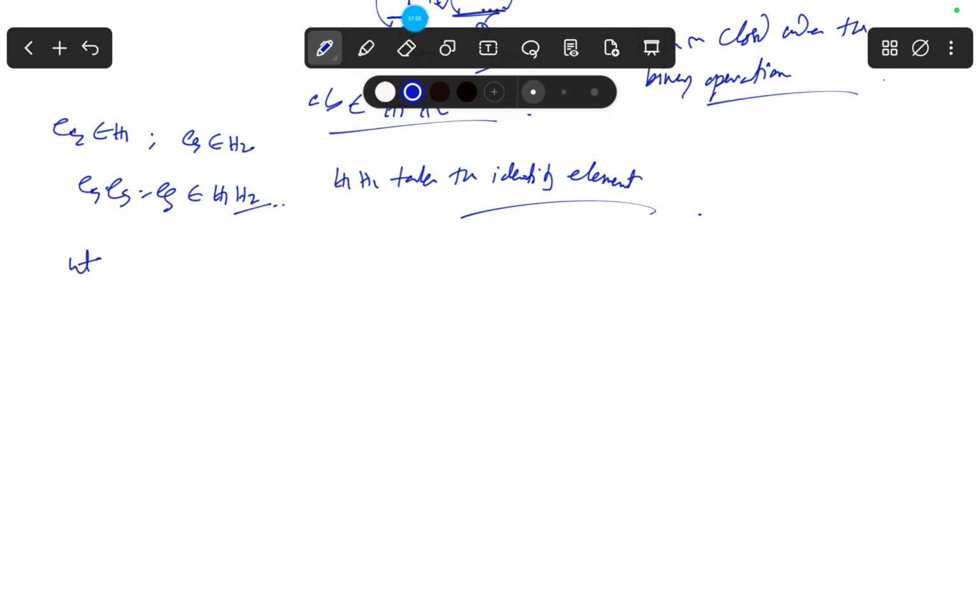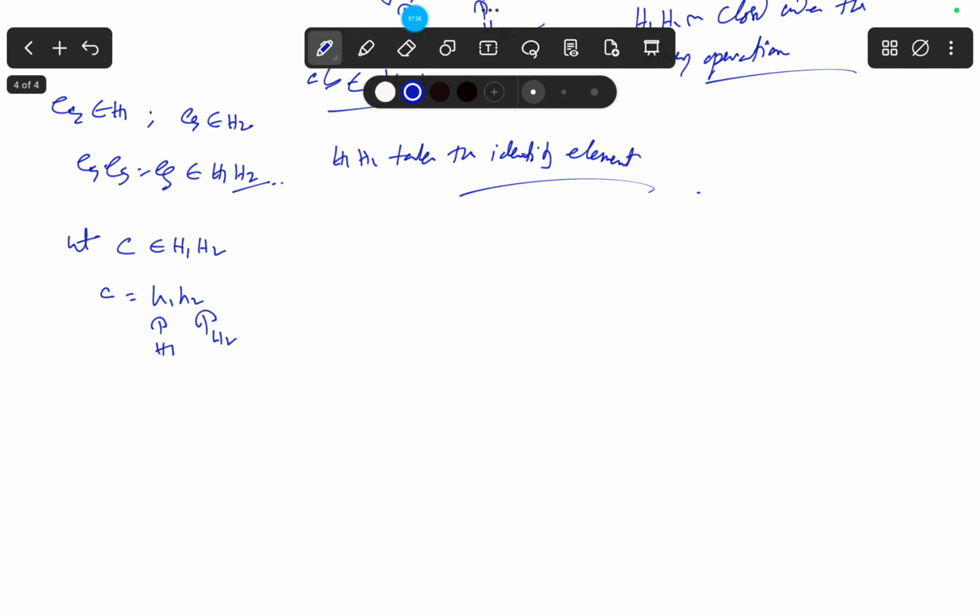Let we have some element, let's say maybe some C, this belongs to H1 H2. So since C is in H1 H2, we can write C as small h1 times small h2, where small h1 is in capital H1 and small h2 is in capital H2. Right? Now what is your C inverse?